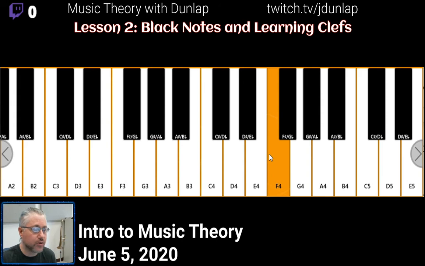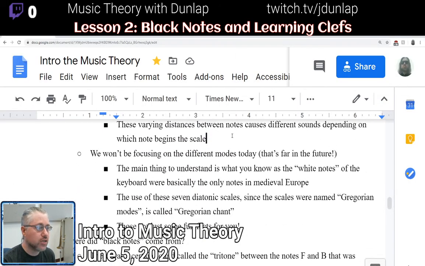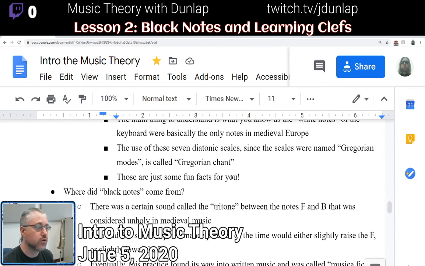It's closer together. So we will not be focusing on the different modes today. That is actually kind of far in the future to get into specifics. The main thing to understand is that the varying distances between the notes cause different sounds, and that this is the beginning of the concept of white notes on the keyboard, because that was the basis for medieval music theory. The use of these 7 diatonic scales, which were known as the Gregorian modes, is called Gregorian Chant.